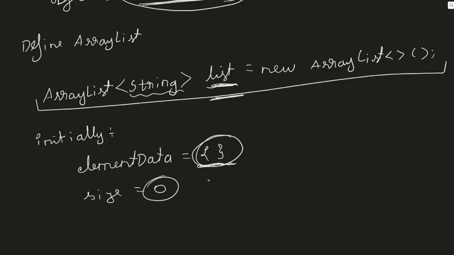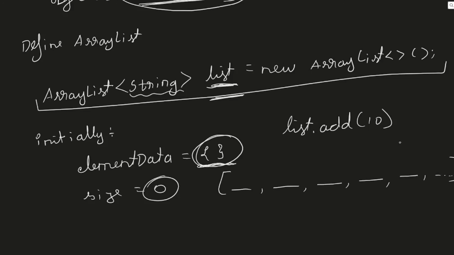Then the next question is, when will it allocate memory to it? To answer that question, whenever you add the first element to the declared list, it will create an array object of 10 objects inside it, and it will allocate the current element to the first index, meaning the 0th index. That's how it happens.